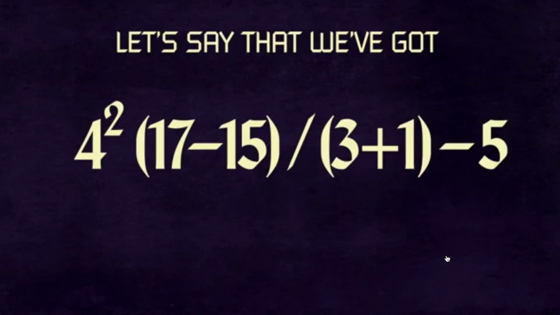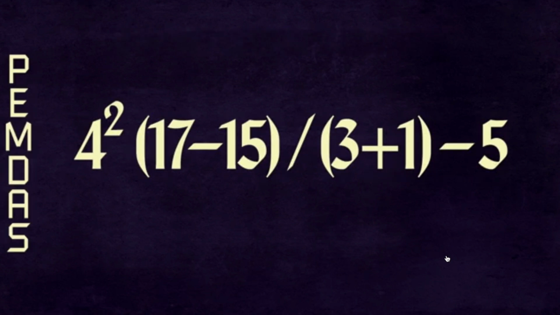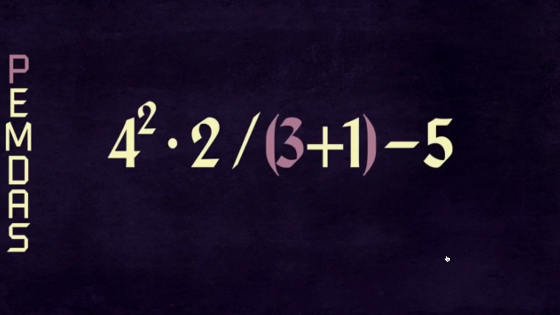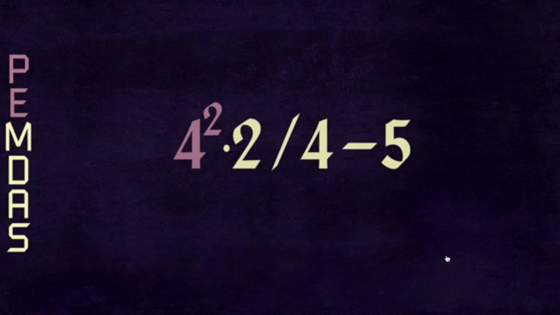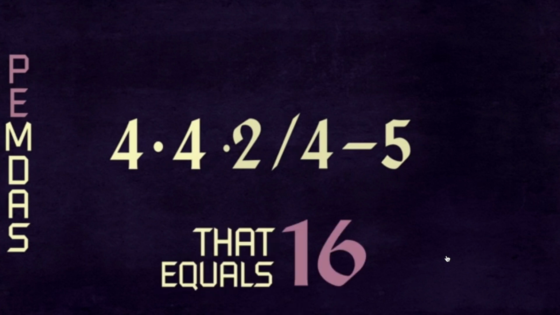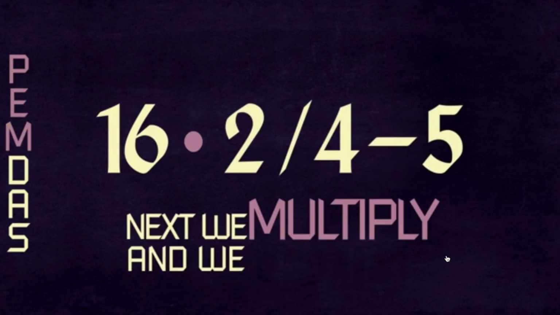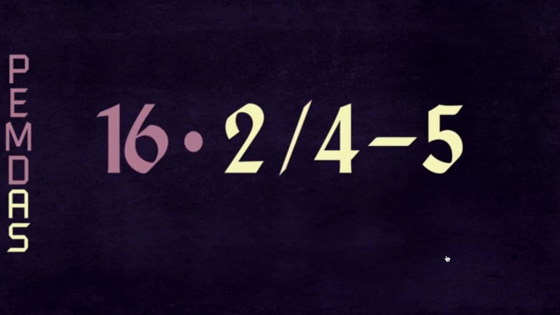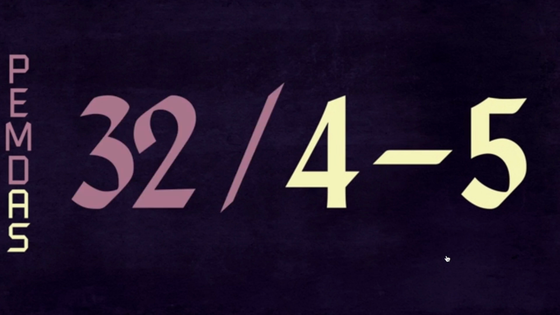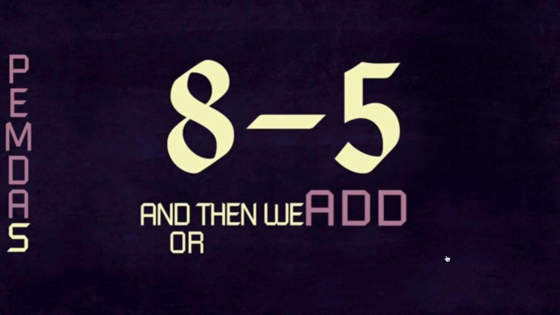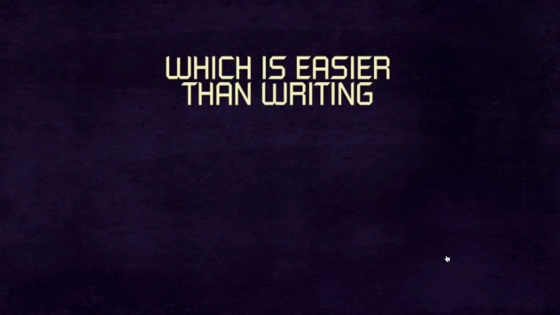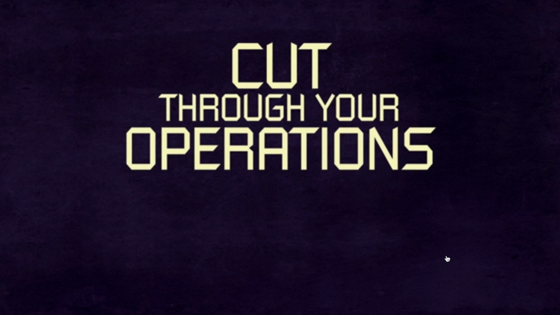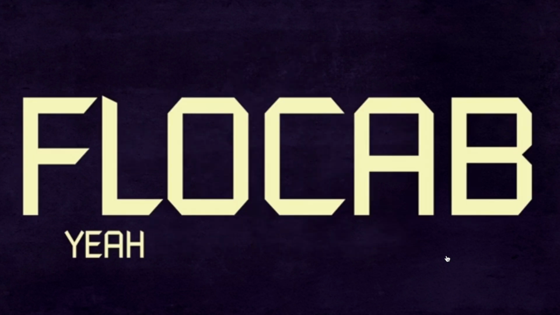Okay. Let's say that we've got this. Let's use PEMDAS. See what we accomplish. First we do what we see in the parentheses. 17 minus 15, that is 2 indeed. 3 plus 1, that is 4. Yes, so now we've taken care of parentheses. We go to exponents. Dealing with 4 to the second means 4 times 4. That equals 16. And yes, now we're on multiply and we divide. So we go left to right. 2 times 16 is 32. Oh my. 32 divided by 4 is 8. And then we add or subtract, okay? 8 minus 5 is 3. Which is easier than writing this to me.